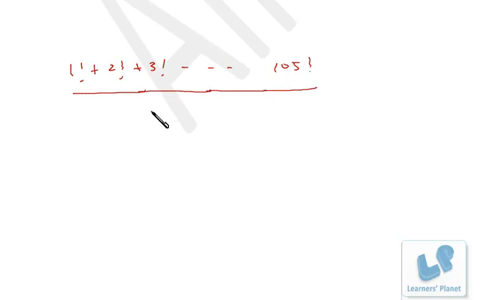Next is, suppose I have a number 1 factorial plus 2 factorial plus 3 factorial till 105 factorial. If this expression is divided by, say, 40, then what will be the remainder?